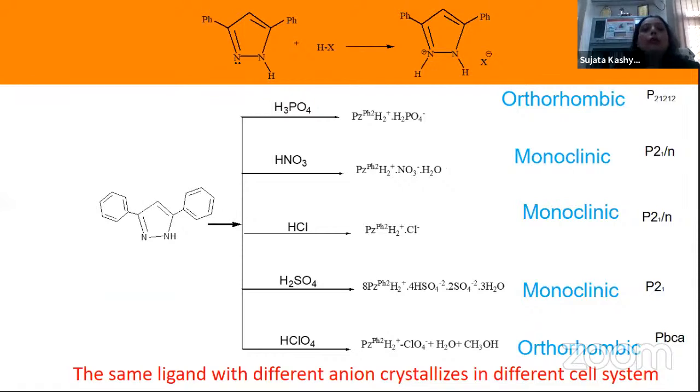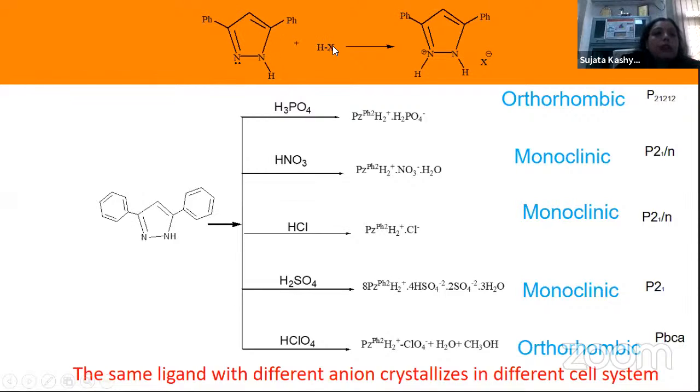Now I would like to tell you how important this is. XRD is very important in seeing what is there in your molecule and how it is arranged. So I had taken the simplest example, the diphenylpyrazole.